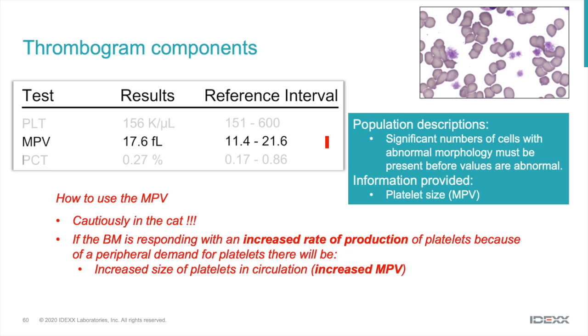In most species, when we see larger than normal platelets in circulation, that's an indication to us that the bone marrow has increased the rate of production of those platelets because of a peripheral demand for platelets. Now, we can use this in the cat in some situations. If I can document that there's a true thrombocytopenia and I see large platelets, increased MPV, one thing I can consider is that that's much more likely to be a process where there's peripheral consumption or destruction of platelets rather than a central bone marrow failure of decreased production.